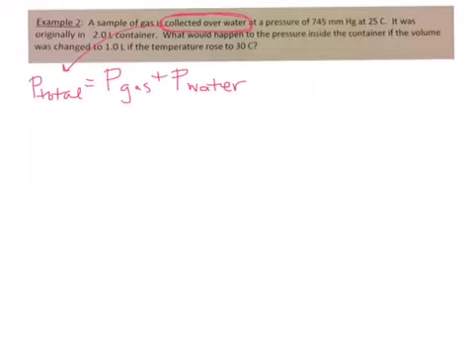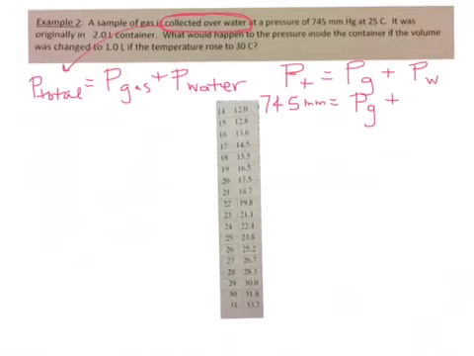You can even go one step further. P total is equal to P gas plus P water. So there's your formula. We're going to plug things in. The total pressure is 745 millimeters. Pressure of the gas is, I have no idea. The pressure of the water, we'll have to look at our handy dandy chart again. And we're going to find out that this time we are at 25 degrees Celsius. So a little warmer this time. Here we are, 23.8 millimeters of mercury down here. That's my pressure of my water.